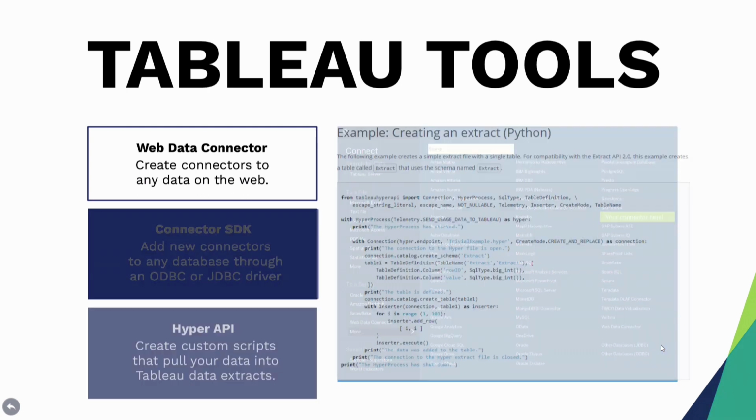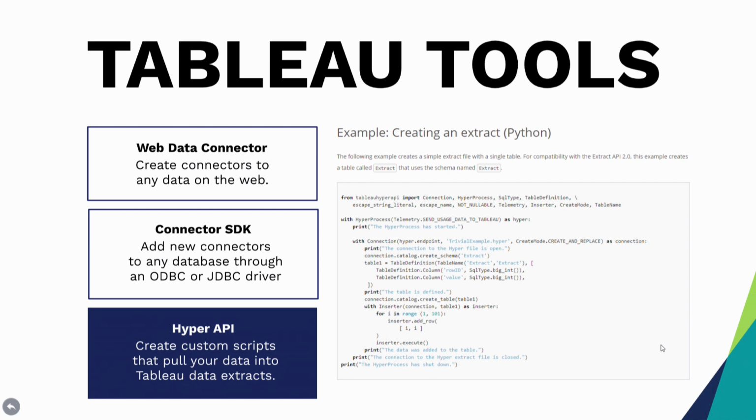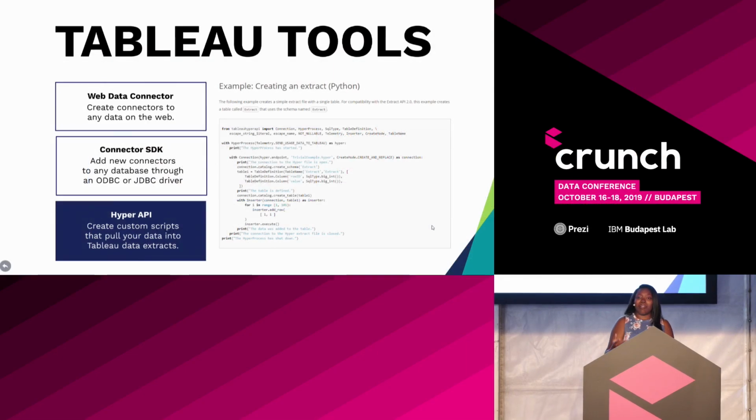pane. And lastly, we have our Hyper API, which allows you to pull in data from any data source and just store that as a local file. So again, these are Tableau examples, but a quick search around the internet, depending on what flavor of BI tool that you're using, the same things apply.